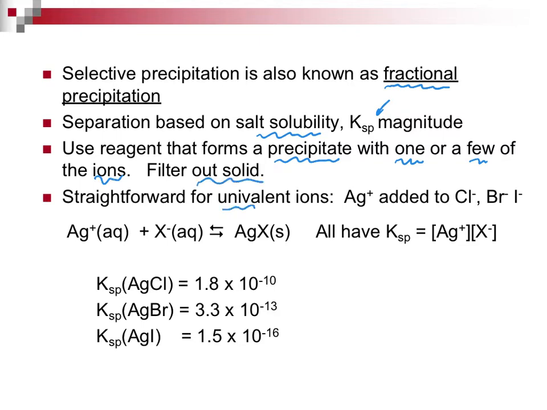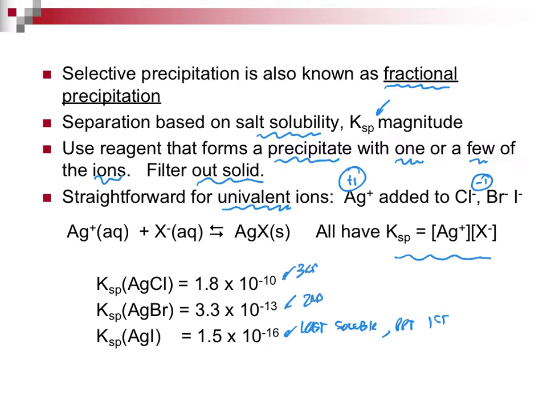It is extremely straightforward when you have univalent solids. By that I mean silver is +1, all of these halogens are -1, because they all have the same Ksp expression. So when I look at these three items, this is going to be the least soluble, and it will precipitate first. That would be followed by silver bromide being second, and by silver chloride being third. Now, it's really not as simple as that, but in principle, this is how it works.